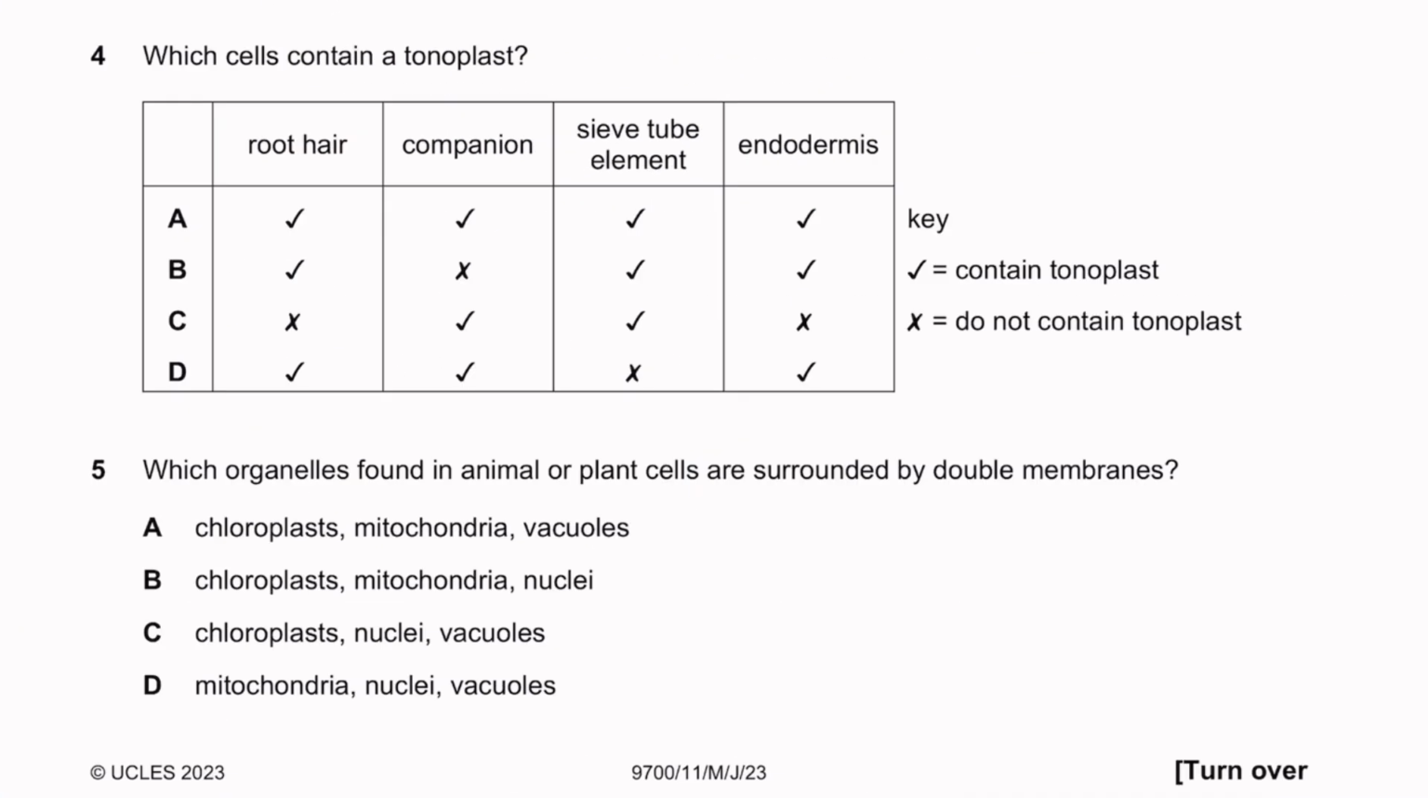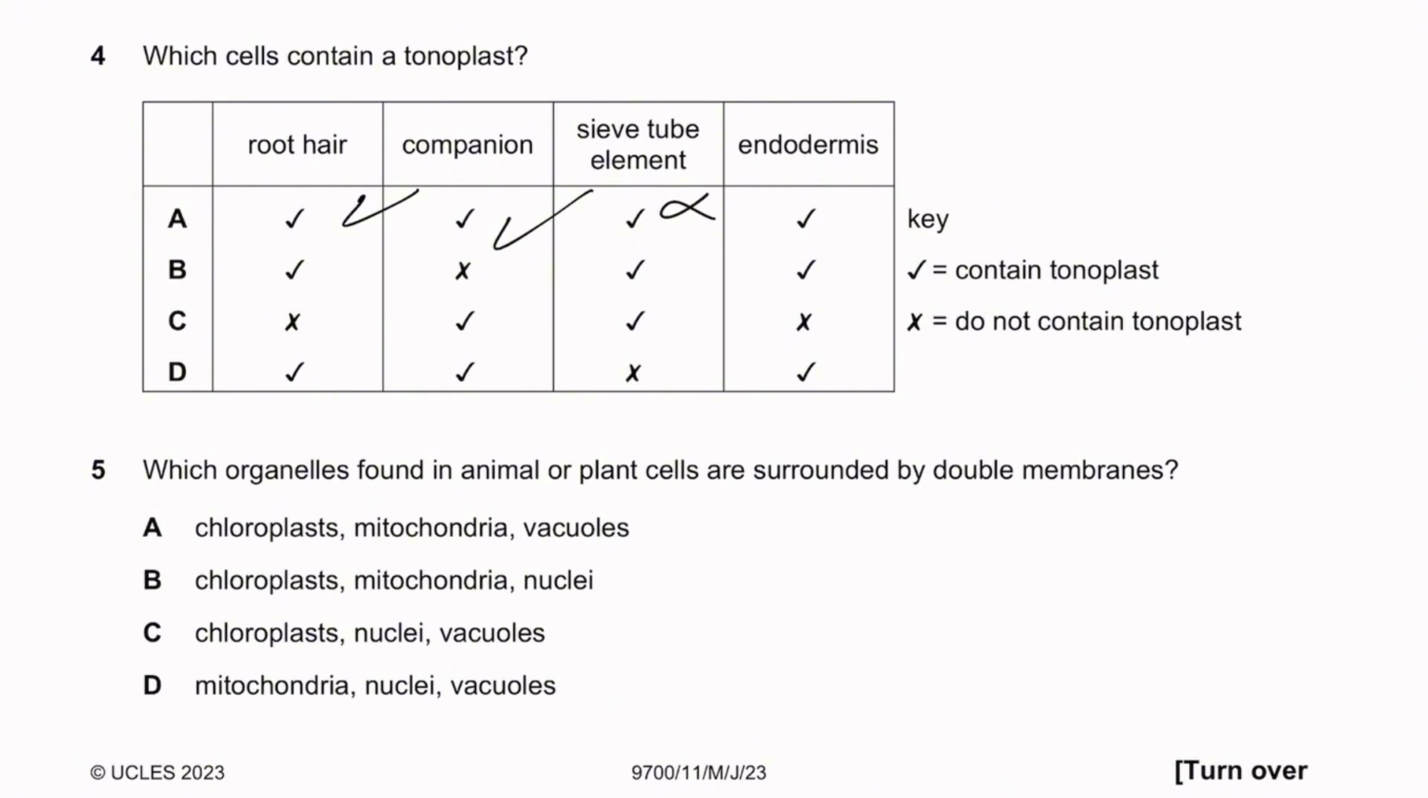Which cells contain a tonoplast? Now, tonoplast is the membrane that surrounds the vacuole, the large permanent vacuole. Root hair. The root hair definitely has a large vacuole, so yes. Okay, companion cell. The companion cell also has a vacuole. The sieve tube element does not have a vacuole because remember, the sieve tube element is hollowed out in the center with a thin cytoplasm towards the edge, no space for a vacuole.